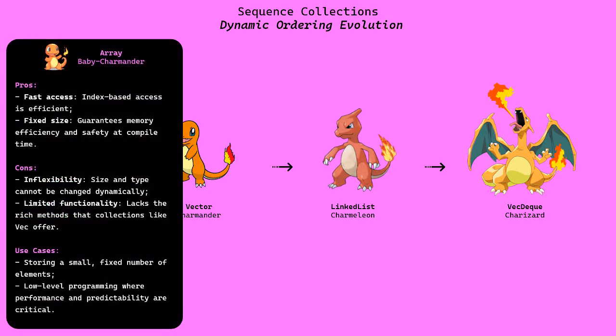Baby Charmander, or array. The smallest and simplest form of collection, a fiery little bundle that holds a fixed number of elements on the stack. It's predictable and reliable, but doesn't grow or change size. The use cases for it: storing a small fixed number of elements like RGB color values or the months, and low-level programming where performance and predictability are critical.